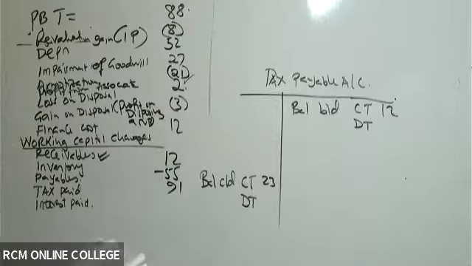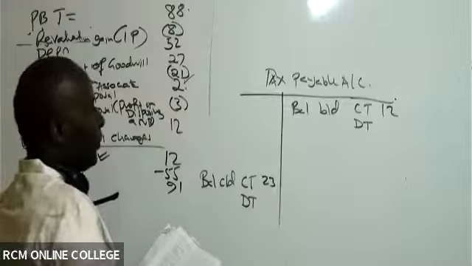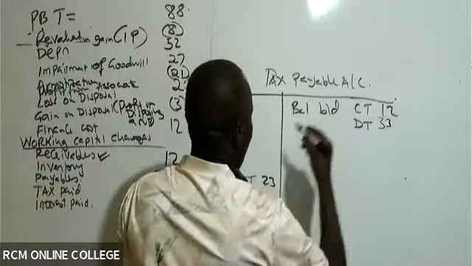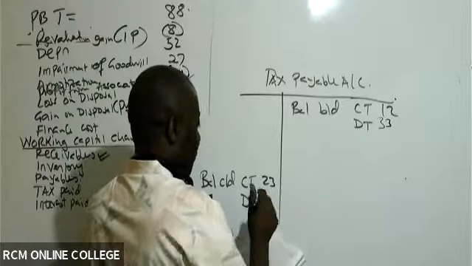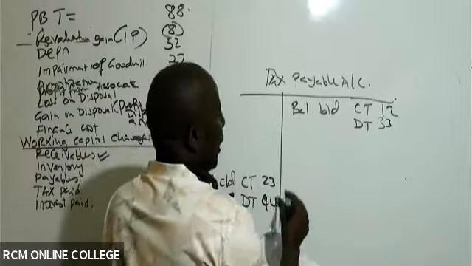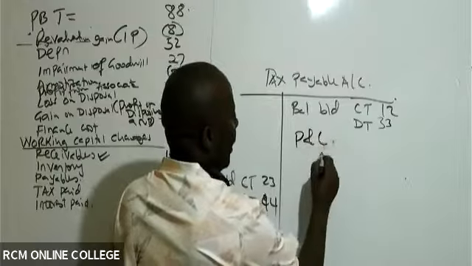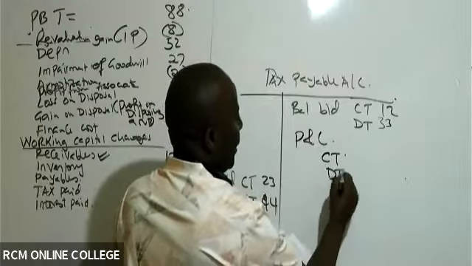Now, ladies and gentlemen, after that, we look for deferred tax. Under non-current liabilities, I'm able to see the deferred tax. Brought down here is 33. Carried down here is 33? No. It can't be the same. 33 and 44. And then now we look at the P&L. So the P&L, CT, DT.